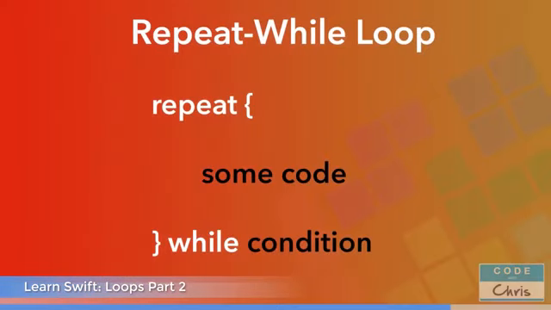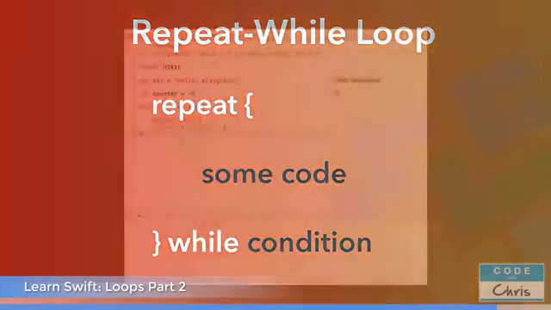So you start with the keyword repeat, and then you have a set of curly brackets, and inside the curly brackets, you place the code you want to loop or repeat. And then after the ending curly bracket, you have a while keyword, and then you have the condition. So the syntax of this repeat while loop is very intuitive actually. It's basically saying repeat this piece of code while this condition is true.